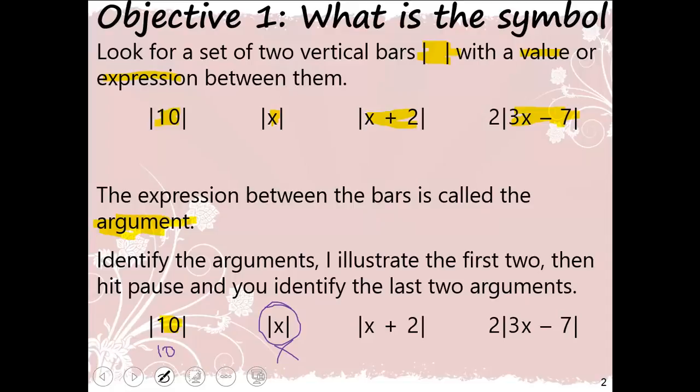Now go ahead, hit pause, and write the arguments for the other two expressions there. Okay, let's see how you did. For this one, it is x plus 2. That's the argument. And this one is 3x minus 7. Notice that I did not use that 2 out in front. This 2 is called a coefficient. We handle coefficients differently than we do arguments, and I'm going to show you how to do that in the next video.